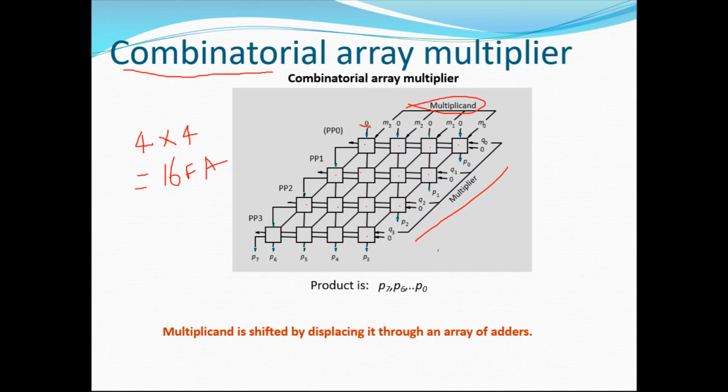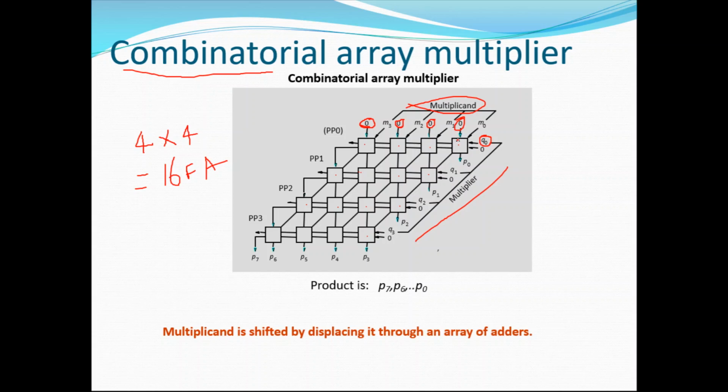Initially we are assuming the partial product will be 0. So these zeros represent the partial product. Initially there is no partial product, so all partial product bits are 0. Then the first time, it will do this only with the 0th bit of the multiplier.